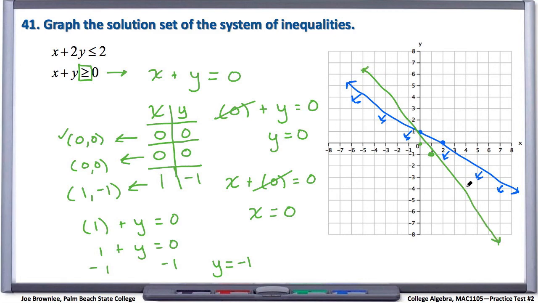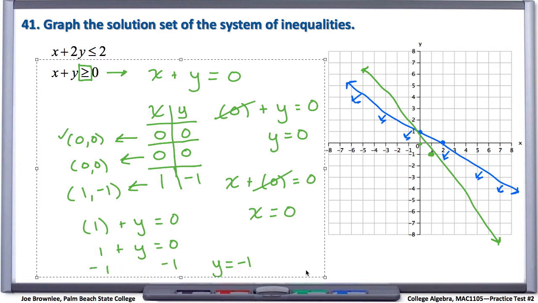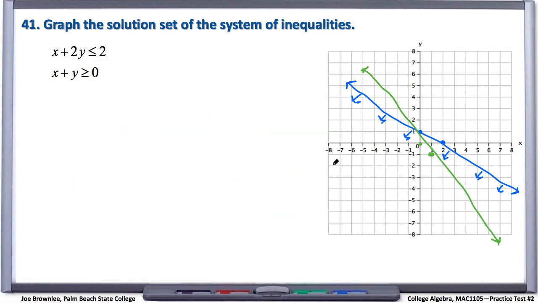All right, and now we need to determine, are we shading above the green line or are we shading below the green line? So let me go ahead and get some room for us. Again, let's use a test point, but notice now that because this line, the green line, goes through the point (0, 0), the origin, we cannot use that as a test point. So let's use another equally easy point. Maybe we use (1, 1), which is right there.